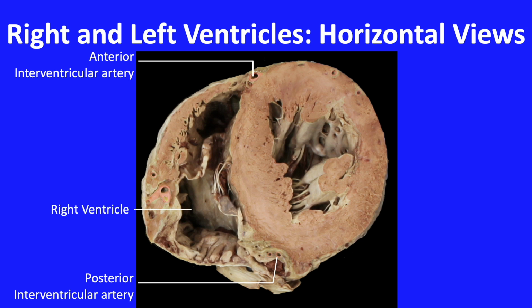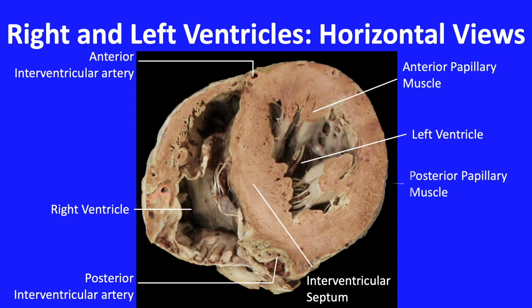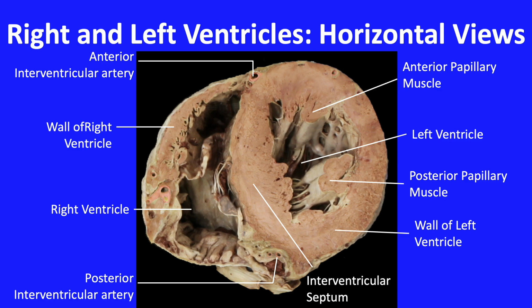The cavities of the right and the left ventricles are now indicated, as is the interventricular septum. Given the axial section and the fact that the section is presented in a conventional orientation, the anterior and the posterior papillary muscles are easily identified. Now appreciate the differences in thickness in the walls of the right and the left ventricles.